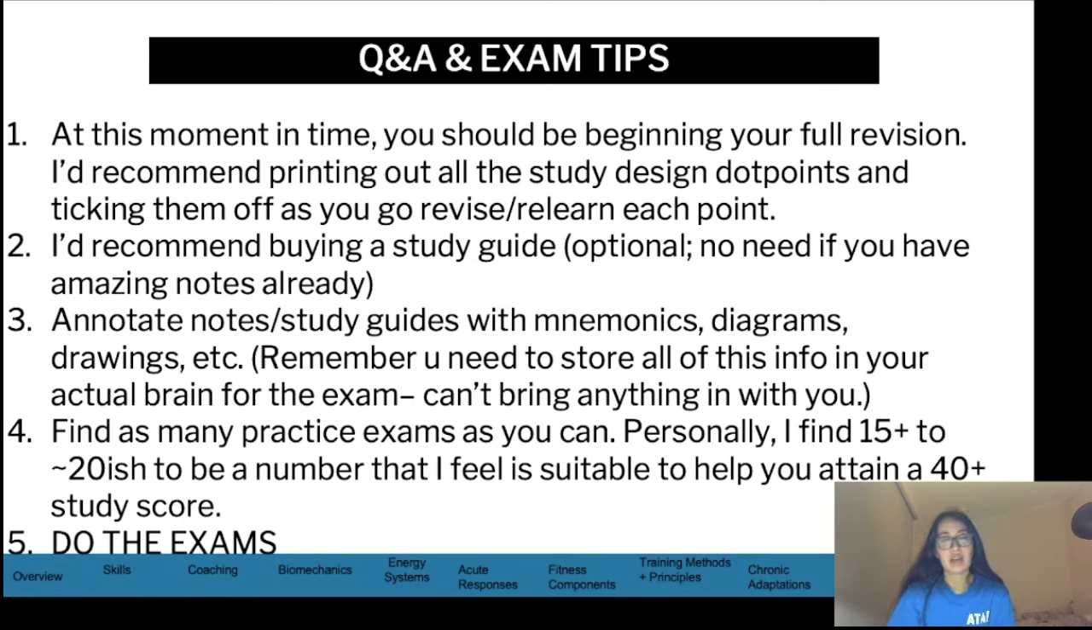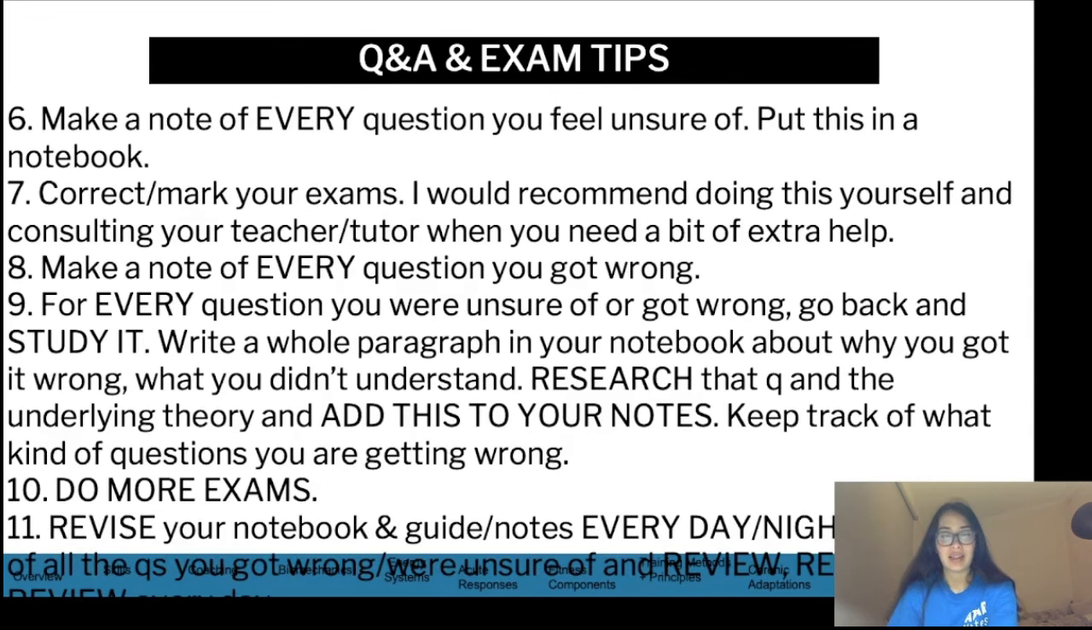Find as many practice exams as you can do. I find 15 to 20 is generally a number that I think is quite suitable. The people I've talked to who did really well in VCE did at least 15 for each subject. They scored like a 40 to 50 study score. I think doing this can help you feel more confident with the exam, and you get used to seeing the questions. You'll start to see the same question over and over again and go, VCAA always asks this every year, which feels like you're cheating, but it's not because you're allowed to do these practice exams. So that's really good.